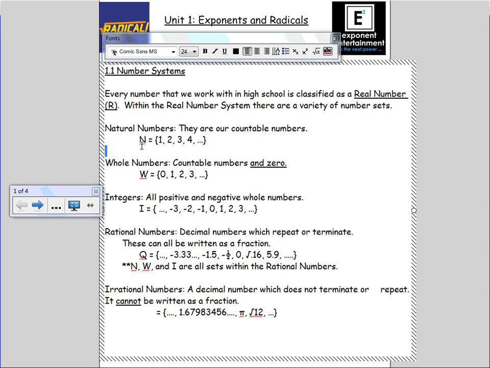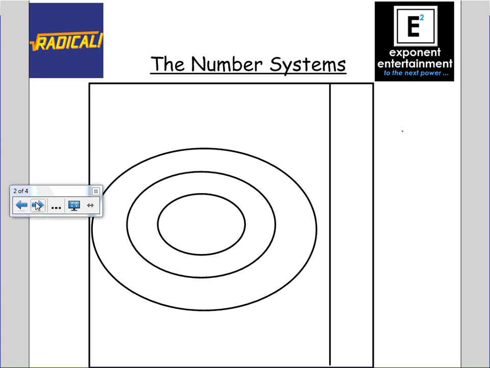Okay, flip it over. This is a Venn diagram. This is supposed to represent the number system we just talked about. So what would be the absolute smallest circle? Natural numbers. What are our natural numbers? 1, 2, 3, 4. Counting numbers all the way up. Correct. So that would be the smallest circle. So you can fill that in.